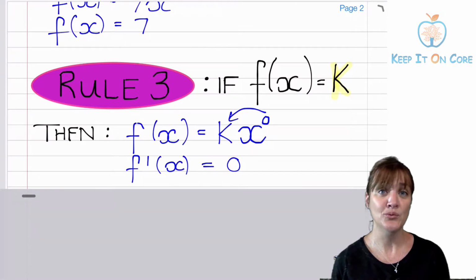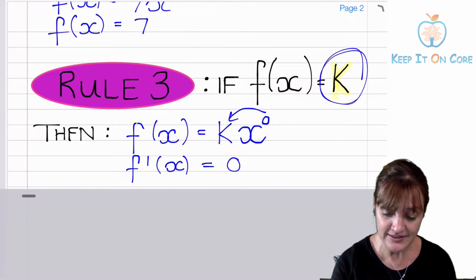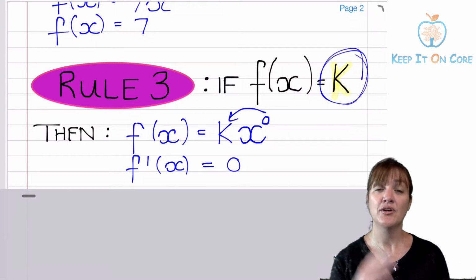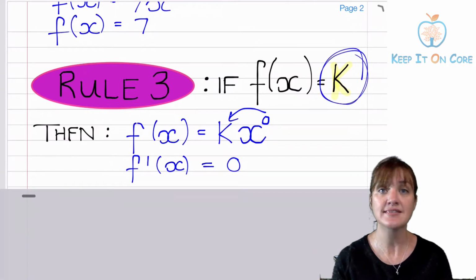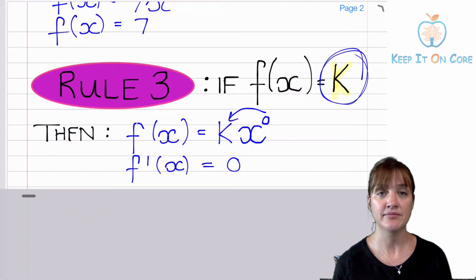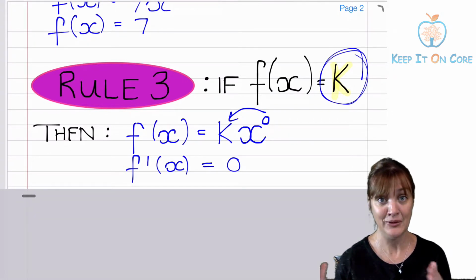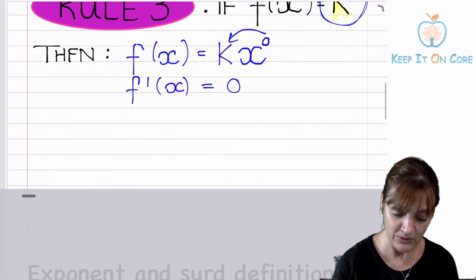So what's the rule? If you've got a constant term, anything that doesn't have an x in it, when you're working out the derivative, constant terms just fall away. There's no x there, so it's not going to exist. Those are your first 3 laws.